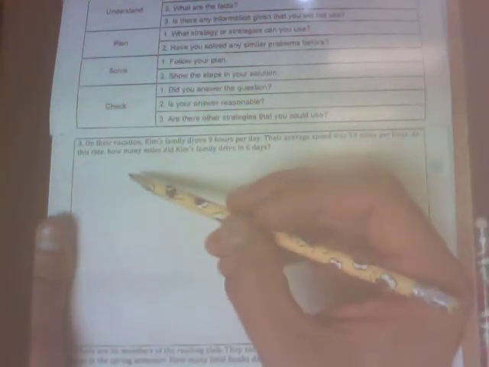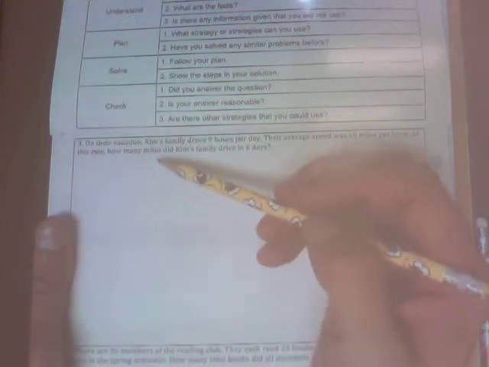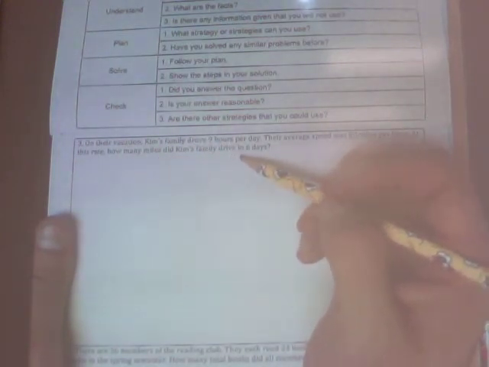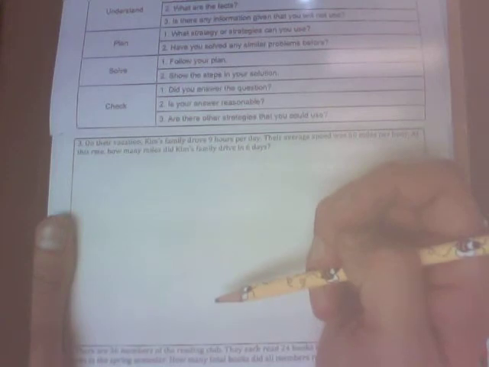On their vacation, Kim's family drove 9 hours per day. Their average speed was 50 miles per hour. At this rate, how many miles did Kim's family drive in 6 days?